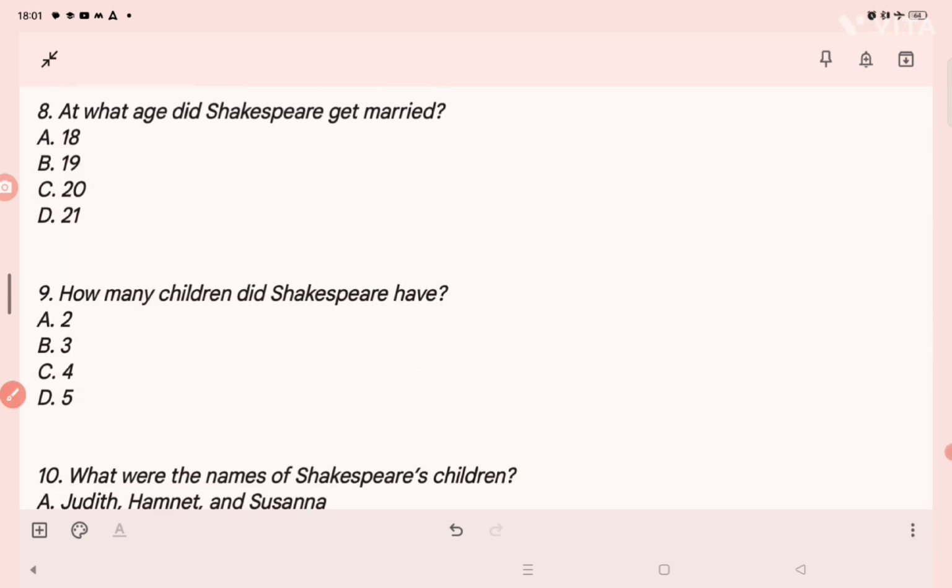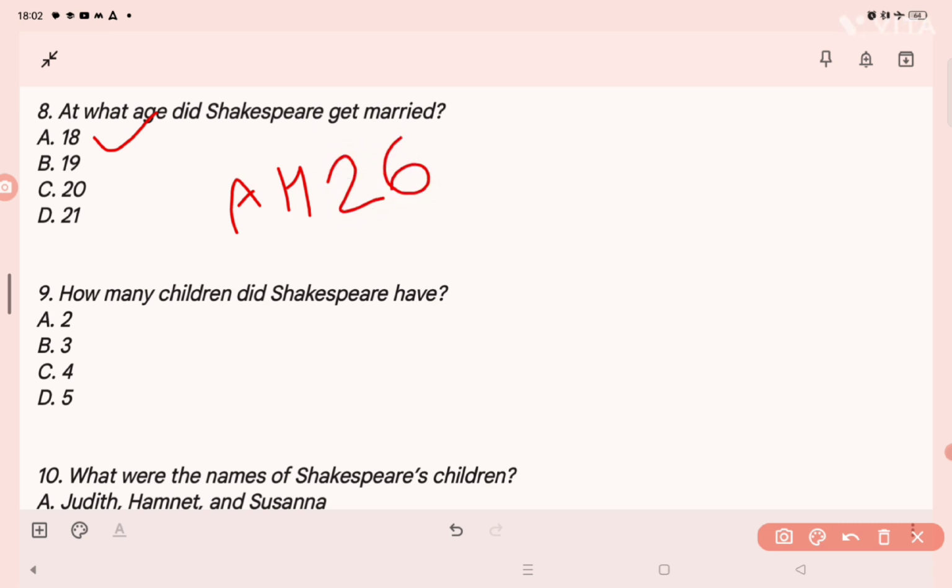At what age did Shakespeare get married? Option A, 18. Shakespeare was 18 when he married Anne Hathaway, who was 26, eight years older.